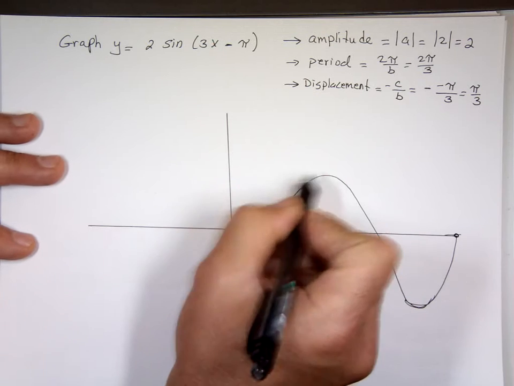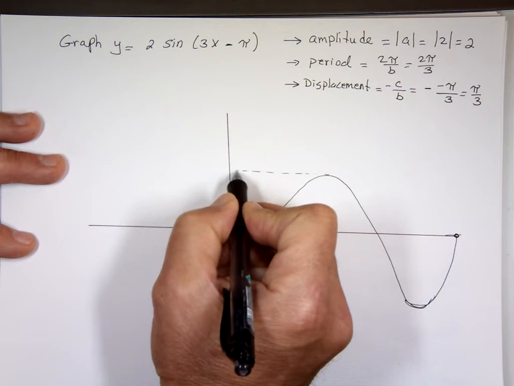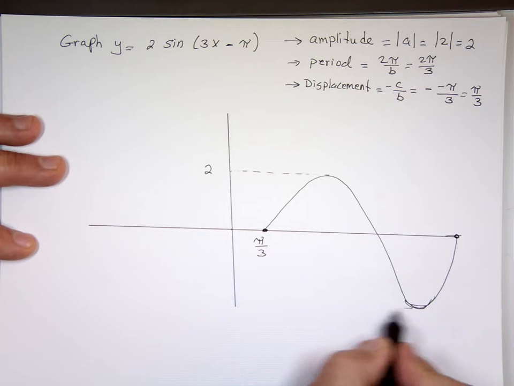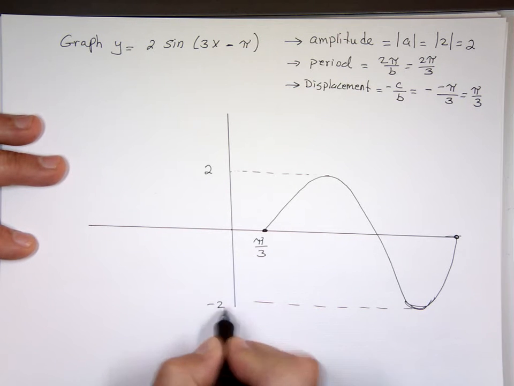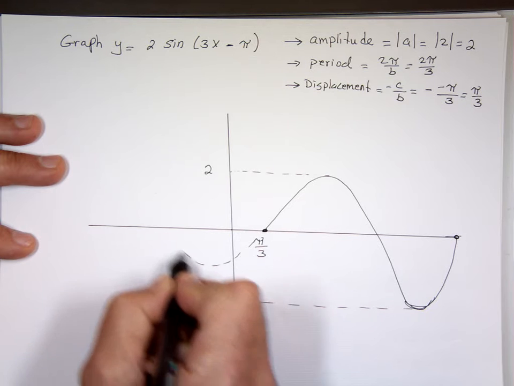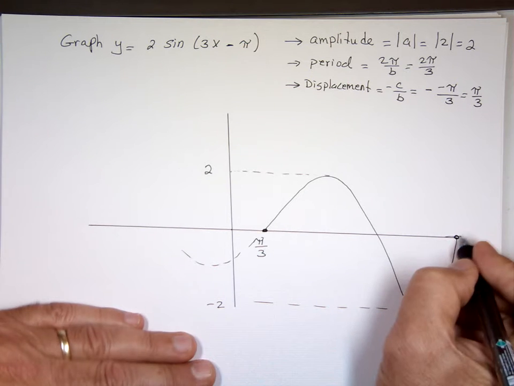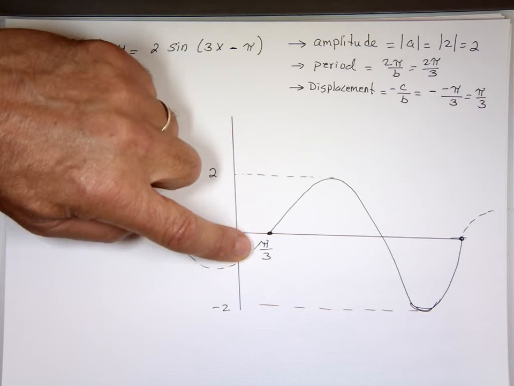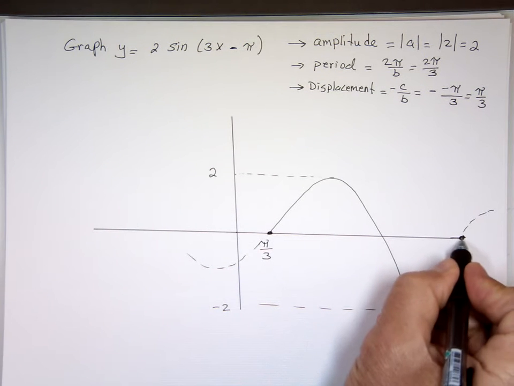How high is it going to go? 2. And down here, how low? Negative 2. Again, it doesn't stop here. It keeps going. I'm only watching one cycle there. So the cycle begins at pi over 3. Where is it going to end at? Let's look at the end point.